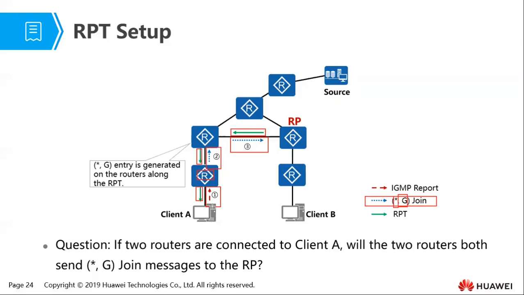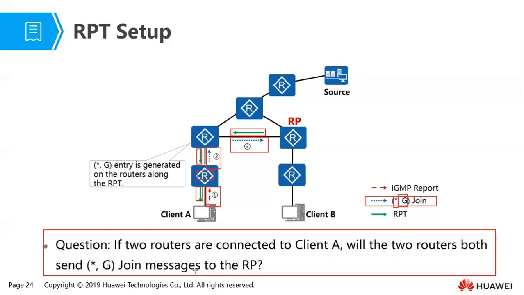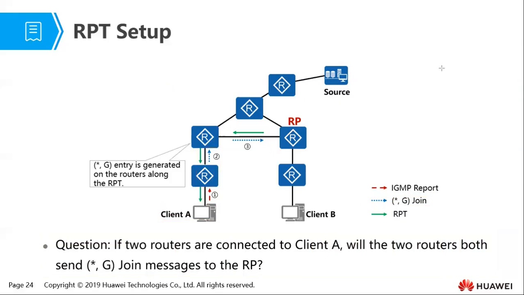So generally that is how a rendezvous point tree is created. So what happens if two routers are connected to client A? Will the two routers both send a join message to the RP? What do you think about that question? If two routers are connected to client A, are both of them going to send a join message to the rendezvous point? Yes or no? Anyone? Okay, so of course the answer is no, because we have an assert winner.